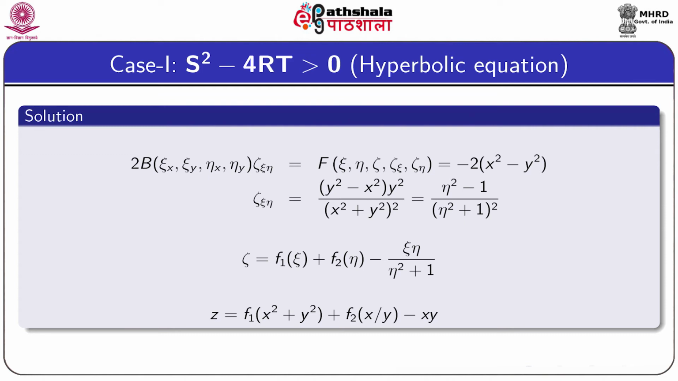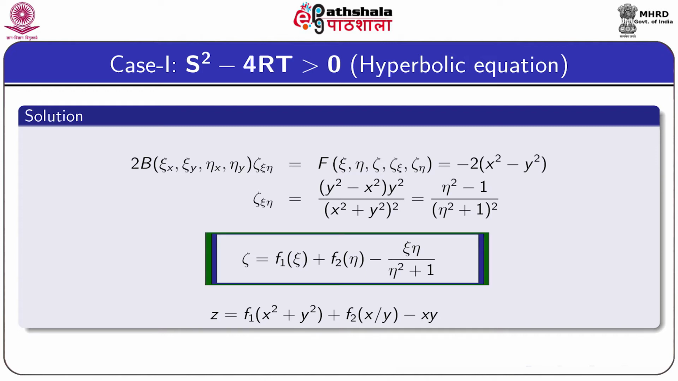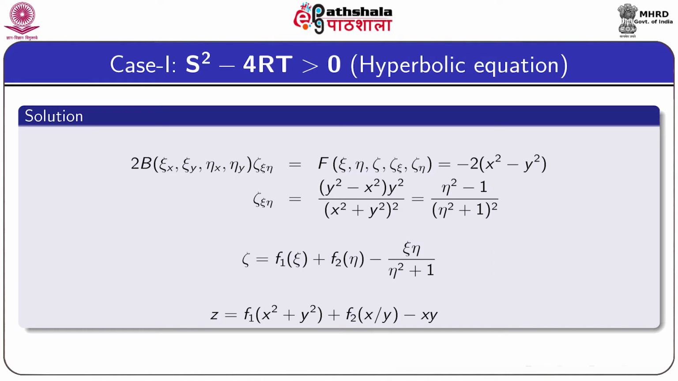So, its general solution is complementary function plus particular integral. So, the general solution can be written as zeta equals to f1 xi plus f2 eta minus xi eta by (eta square plus 1). So, if we come back to our coordinate system x, y, z, the solution becomes z equals to f1 (x square plus y square) plus f2 (x by y) minus x into y.